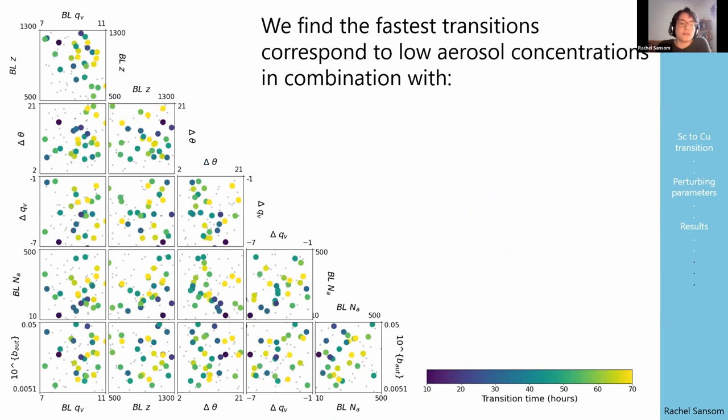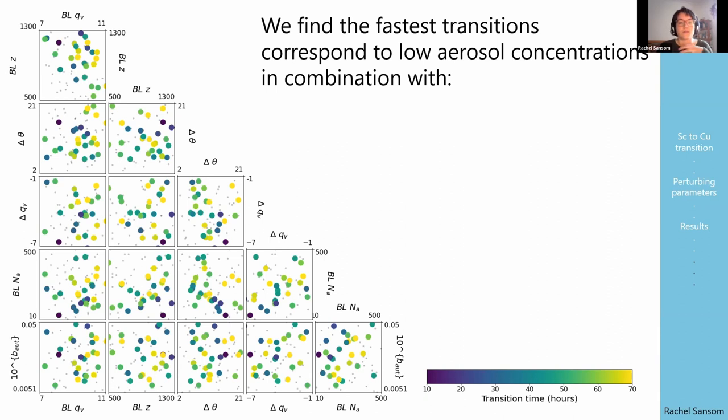So then looking at the combined parameter effect on this output, this pairwise plot is showing a different combination of two of the six parameters in each plot. So we can pick out the corners. This is colored by transition time, so we can pick out the corners with the darker colors to tell us which parameters are influencing those fastest transition times.